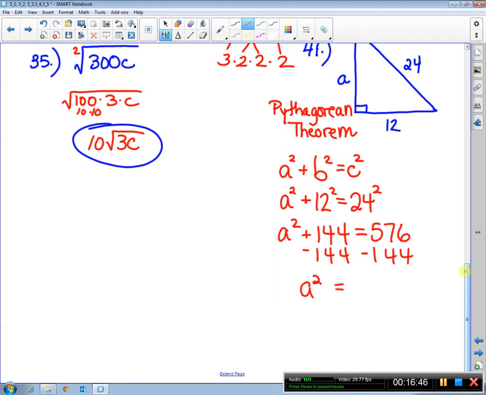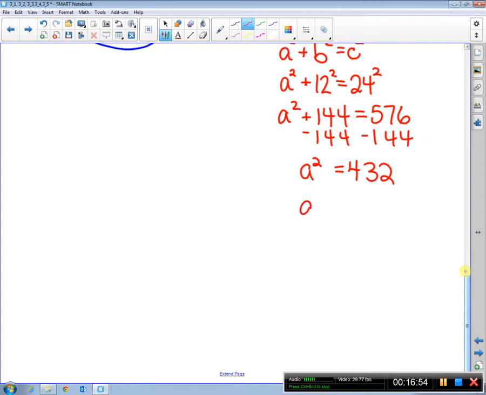A squared equals 432. And we want to express A. So we would be square rooting the left and square rooting the right. Now normally I would say plus or minus, but this is a length, and we know that length can't be negative, so it's just positive. So you need to figure out the simplified answer for the square root of 432.